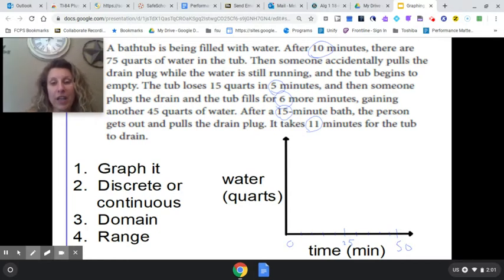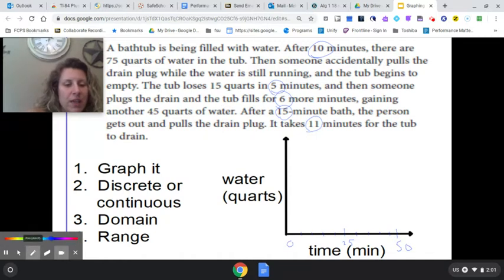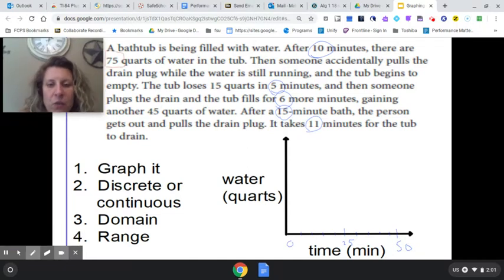Okay, water. So I'm going to change color real quick. Let's locate anything that's dealing with water. So they fill it up 75 quarts of water. They lose 15 quarts, so that brings us down to 60 quarts. And then they fill 45 more quarts of water. So we were at 60 plus 45, that's 105. Okay, and then they're going to let it drain out. So our maximum is 105.